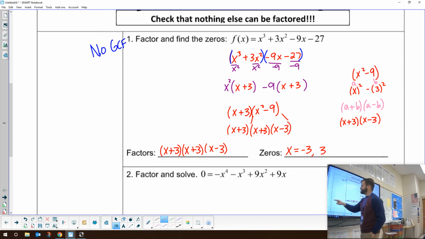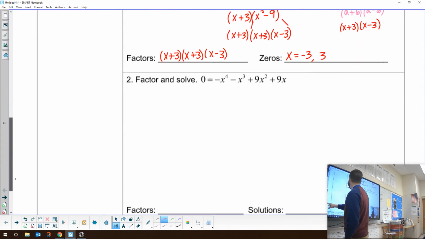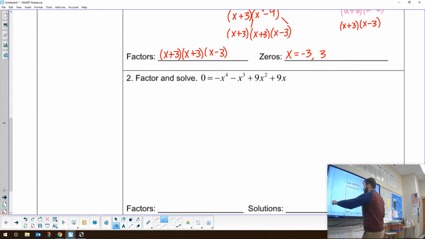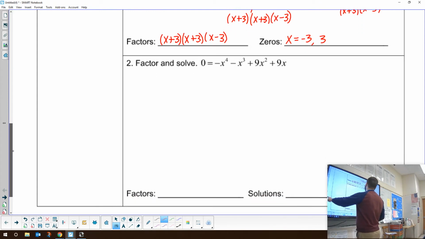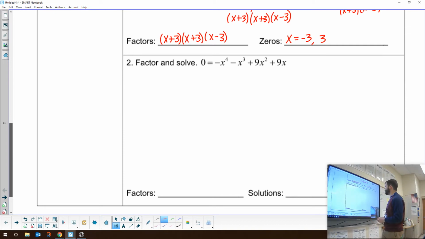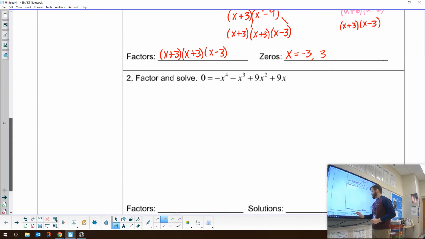All right, let's move on to number 2. Number 2, we're going to factor this guy out as well. All right, so to factor out number 2 here, we're first going to need to look for a GCF. And in this case, we do have a GCF.